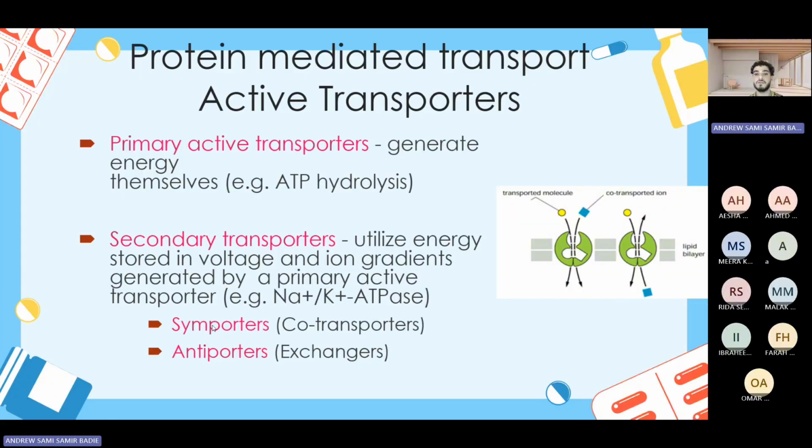So sometimes we have symporters or sometimes we have antiporters. With symporters, both of the molecules are going towards the same direction, for example, inside the cell or outside the cell. Antiporters, they go opposite.